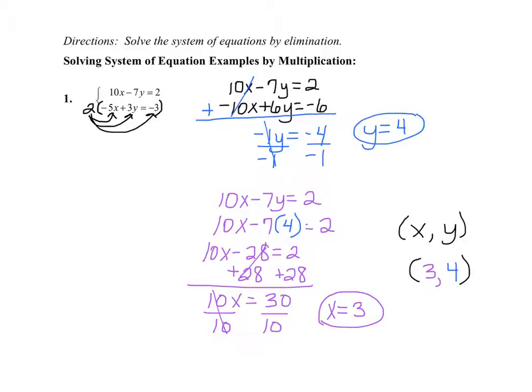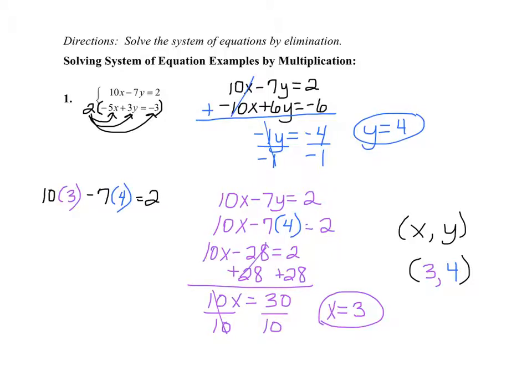Remember, you can always check your answer. You can plug in your 3 for your x value and your 4 for your y value to see if that works. We have 10 times 3 is our x. We're plugging in our first equation, minus 7, and our 4 is y. And does that equal 2?